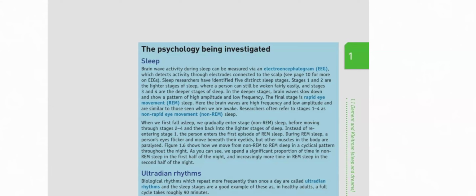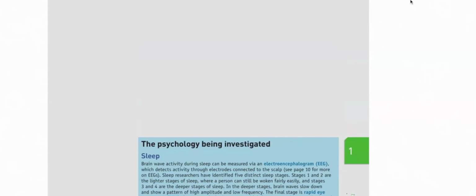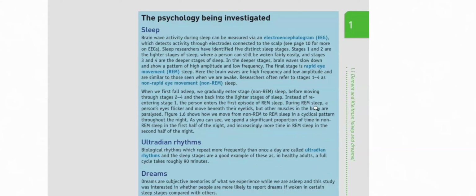Stages 3 and 4 are where you're in the deeper stages of sleep, and the final stage is the deepest sleep you could be in, called REM sleep. REM is the short form for rapid eye movement. So whenever I say REM sleep, that means rapid eye movement sleep, which means deep sleep. You are in such deep sleep that your eyes are moving rapidly inside, though obviously the eyes are shut.